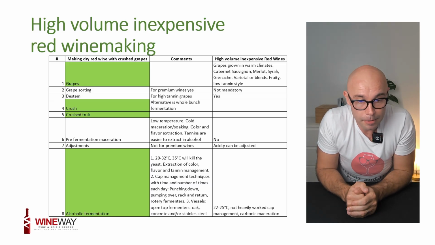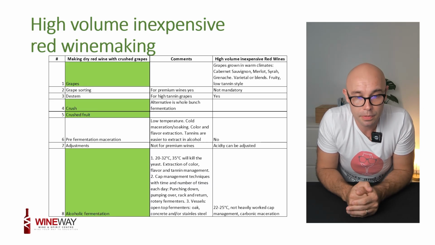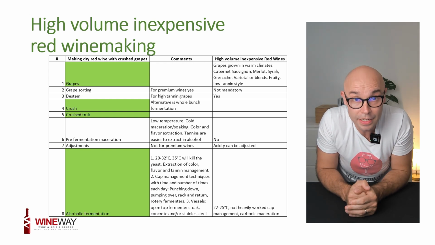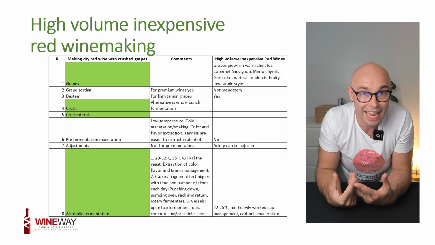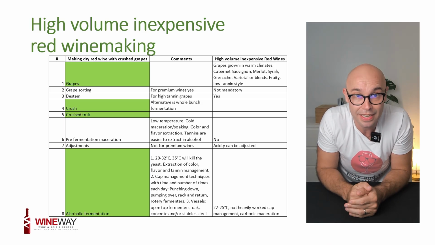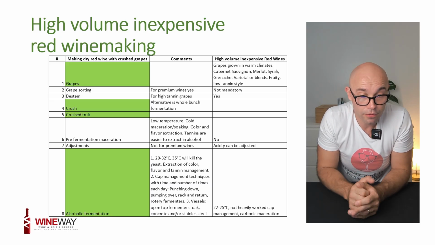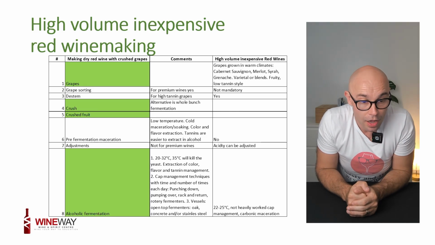Grape sorting, for premium wines, yes. For inexpensive wine, it's not really mandatory. Destemming for high tannin grape varieties, yes. Destemming for inexpensive red wines, yes. You don't want to have additional tannin or any kind of astringency in simple wines. Crushed fruit; the alternative for premium wines is whole bunch fermentation.